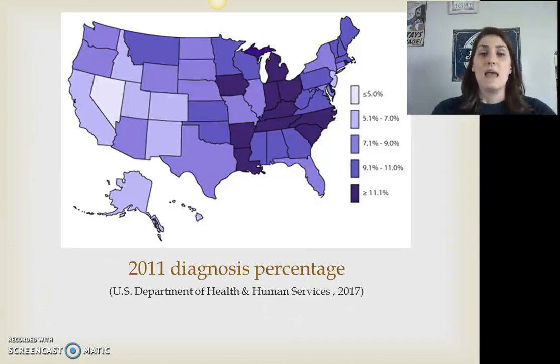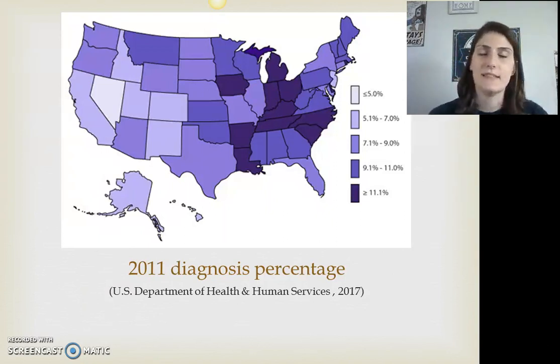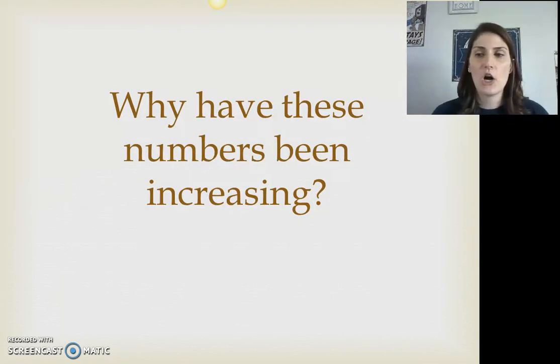So here we look at a map of the whole United States. And if you zoom in right on Kansas, about 9.5% of our children had an ADHD diagnosis in 2011, it says. And that varies. You see Nevada has the lowest percentage. But why are these numbers increasing? Why is there such a variation in the reports?